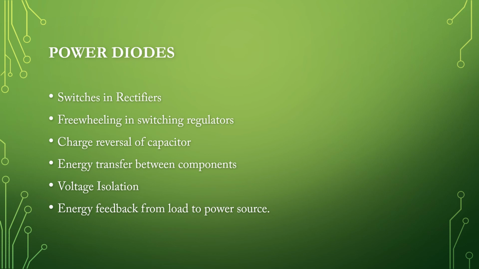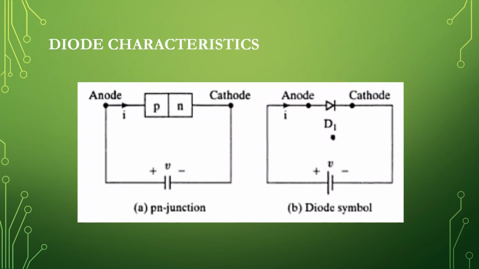These power diodes can be assumed to be ideal switches for most applications, but practical diodes differ from the ideal characteristics and have certain limitations. Now let us look into the working of the power diode.